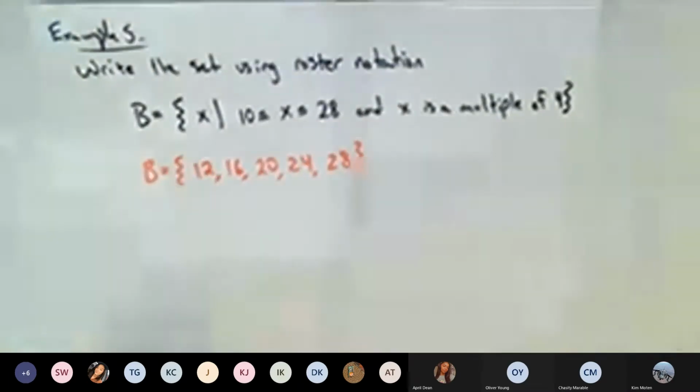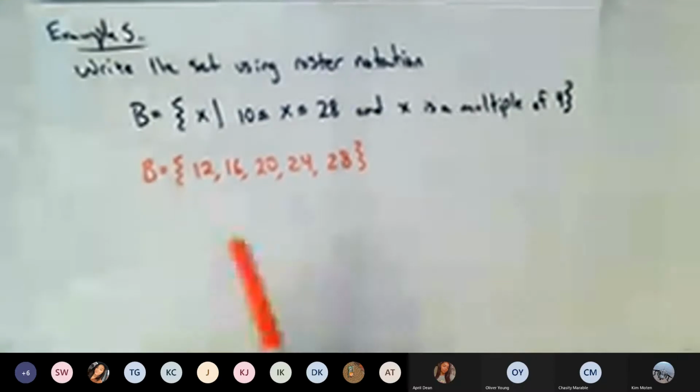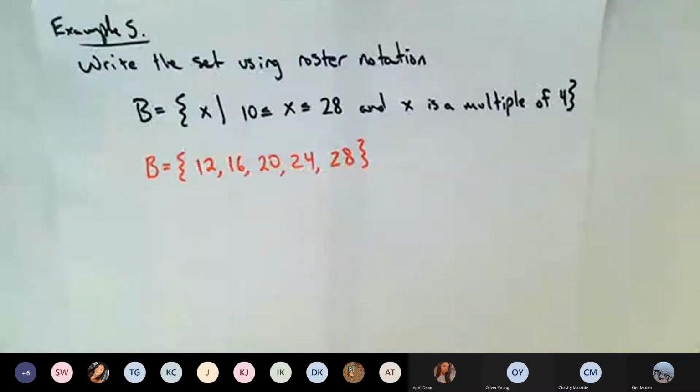So these are two different ways to write the exact same set. This is set builder notation, and this is roster notation. Just two different ways to write the exact same set.